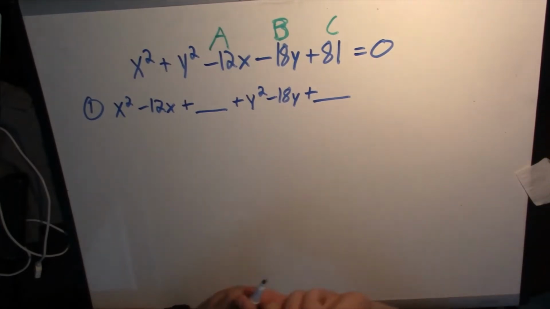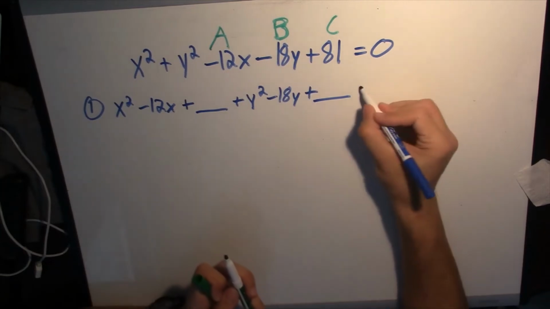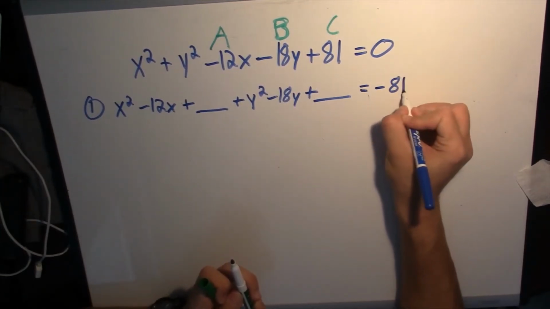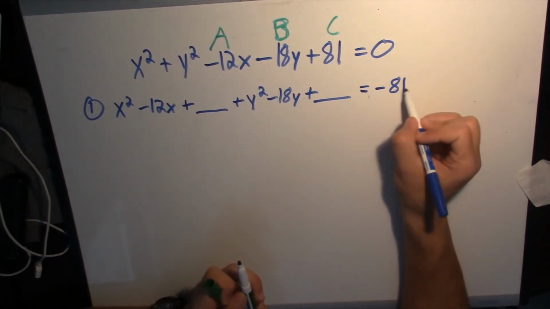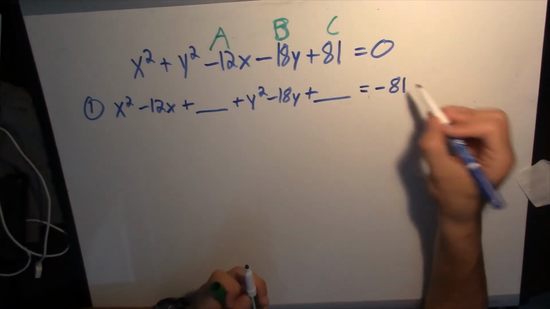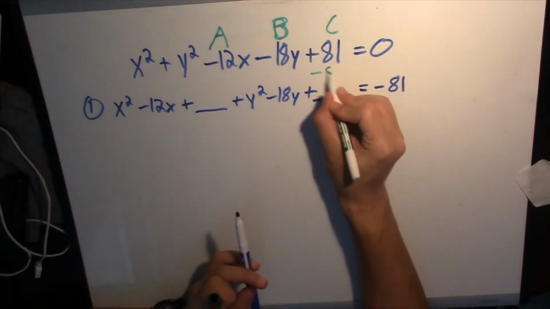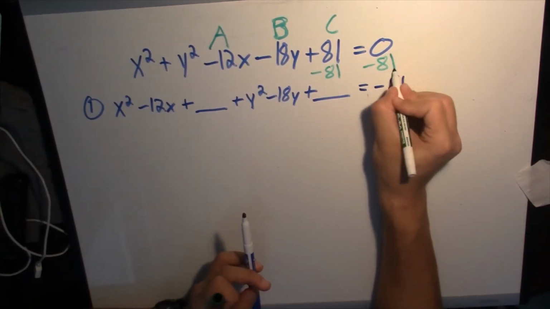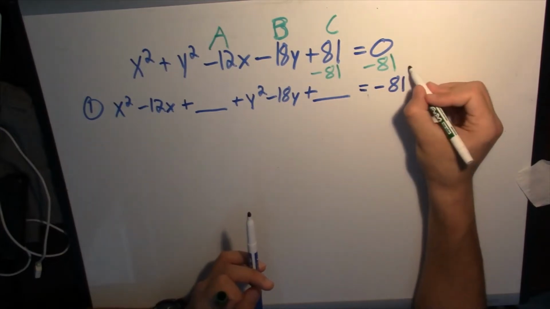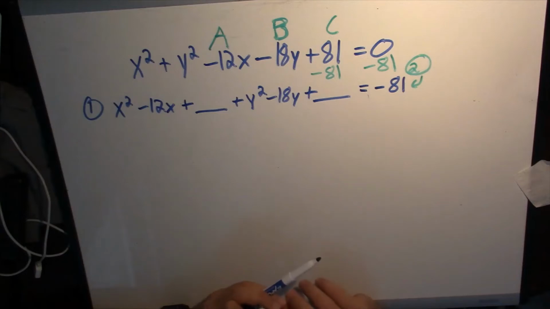So really I have equals negative 81. Okay, so to get here, all I did was subtract the 81 from both sides of the equal sign. So this is, and I'll go ahead and rewrite what I did up here. Minus 81, minus 81. That's what I did. That's step 2, is how I got to negative 81 on this side.